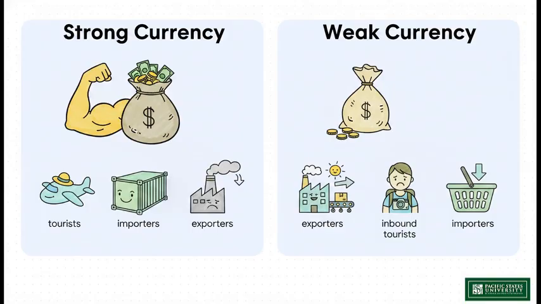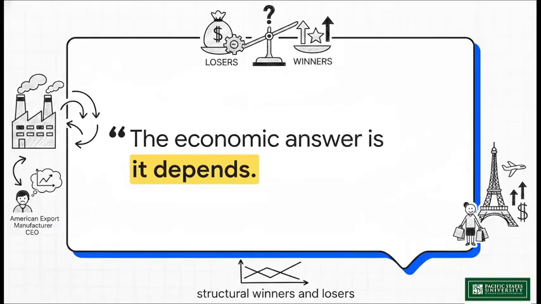Conversely, look at the other side. A weak dollar is actually an American exporter's best friend. It makes American-made goods much cheaper and highly competitive to foreign buyers. A weak dollar also acts as a magnet for foreign tourists visiting the U.S. and foreign investors looking to buy U.S. assets at a discount. So when someone asks you if a strong dollar is good or bad for the U.S. economy, the only true, accurate economic answer you can give is, it depends.